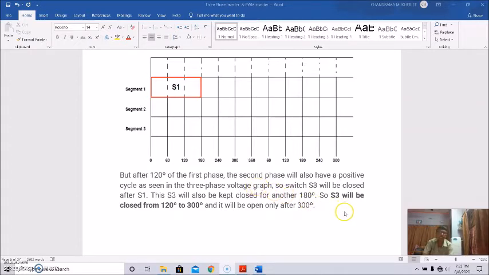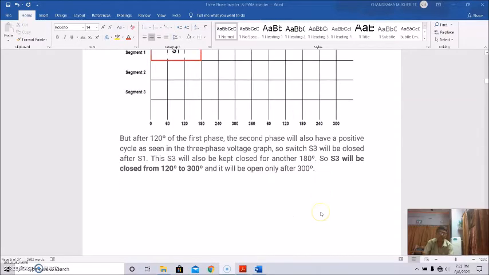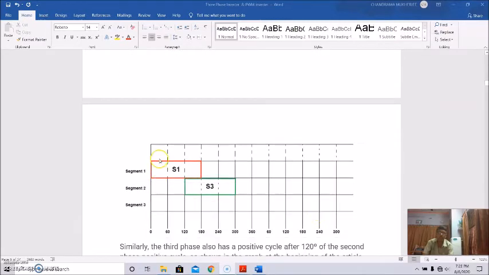So switch S3 will be closed after S1, and S3 will be kept closed for another 180 degree. So S3 will be closed from 120 degree to 300 degree, and it will be open only after 300 degree, and that is shown here. So this is for the first segment, and this is for segment 2. The switch S3 is closed from 120 degree to 300 degree.